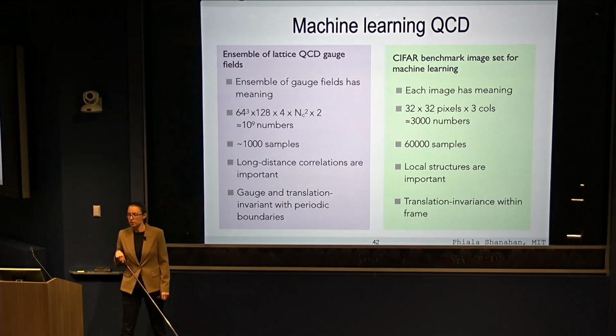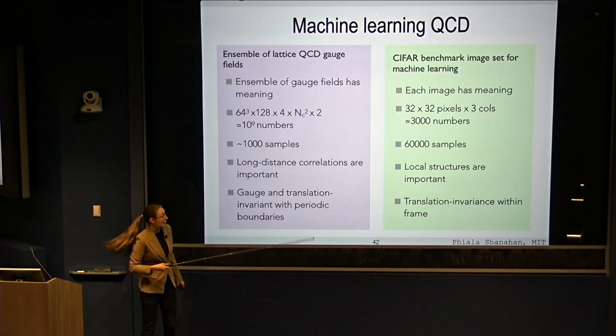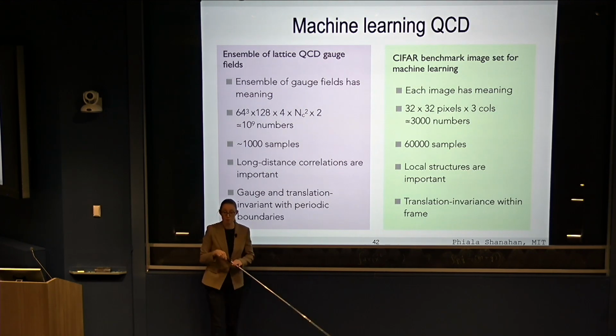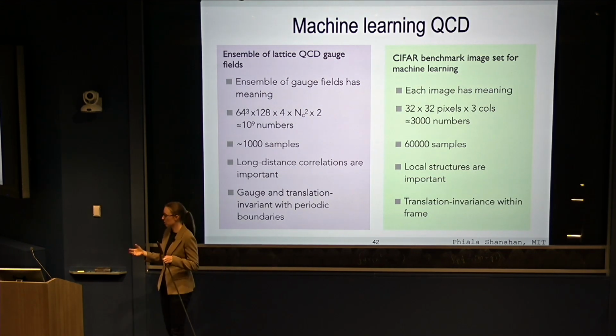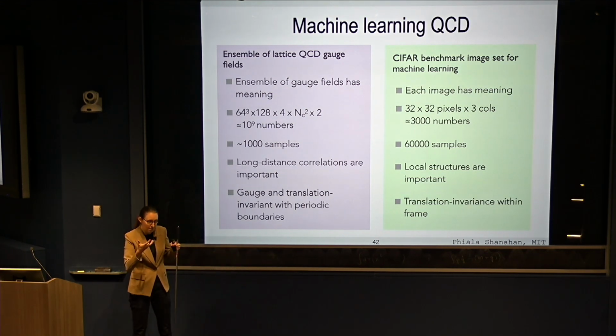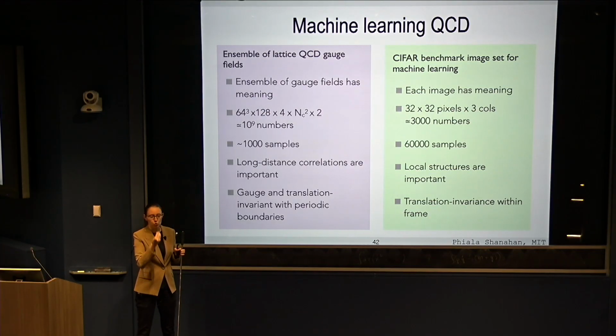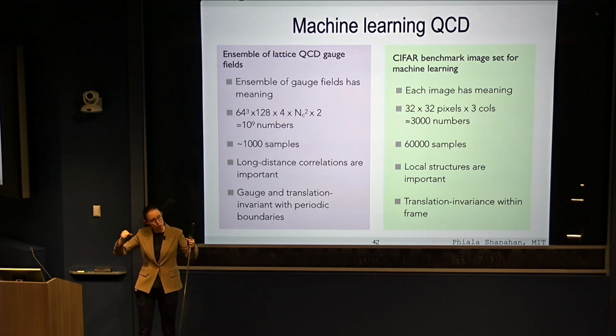Long-distance correlations define physics. In images, local structures are particularly important, and things like convolutional neural networks that have been very successful are really defined because local structures are important, a nose, an eye, an ear, whereas it's really the opposite. It's the long-distance correlations that define the physics in our case.